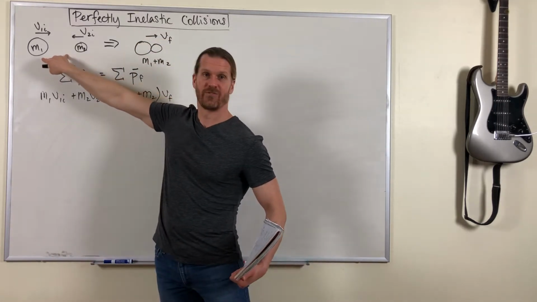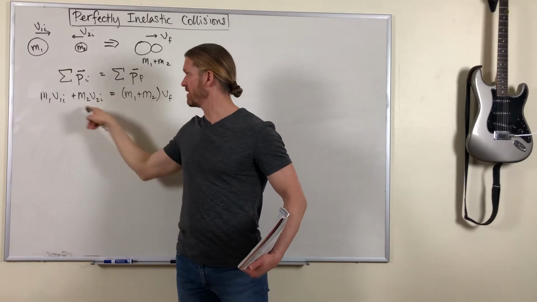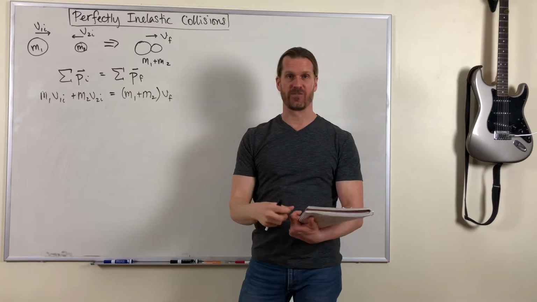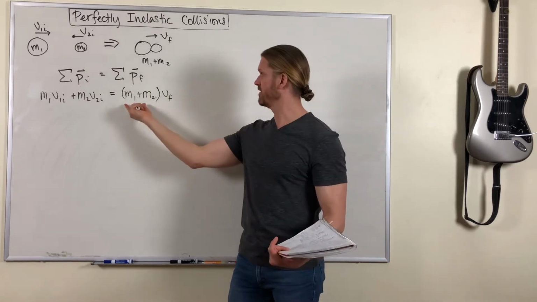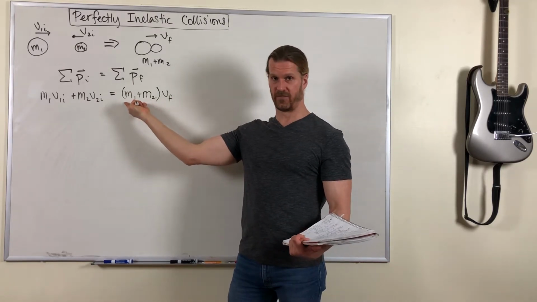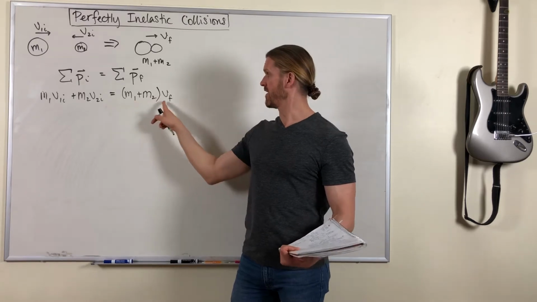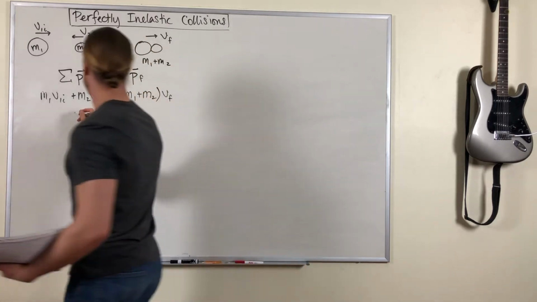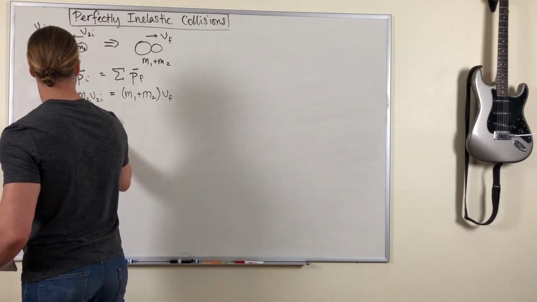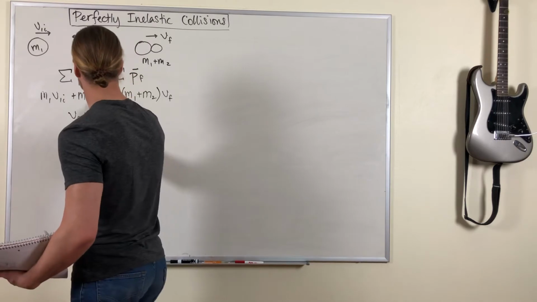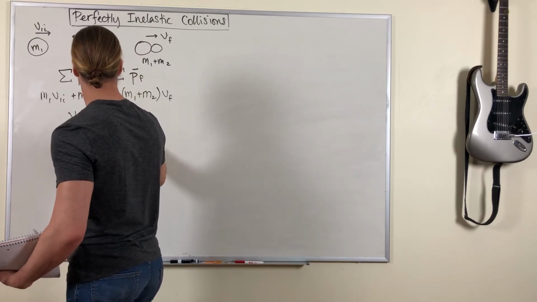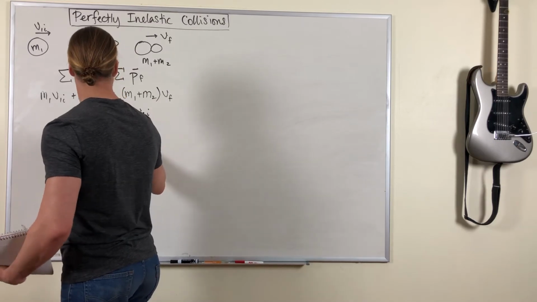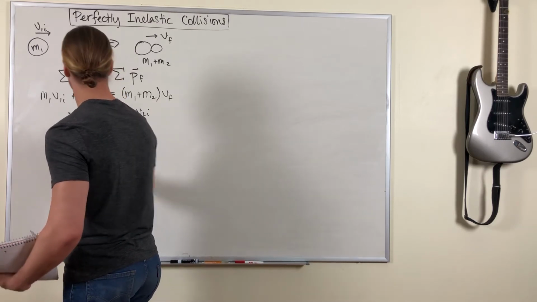In the beginning we had two objects, each with their own separate momenta, but after the collision they have combined to form a single object whose mass is the sum of the two masses, and that's the velocity of that single object. So v final equals m1 v1 initial plus m2 v2 initial over m1 plus m2.